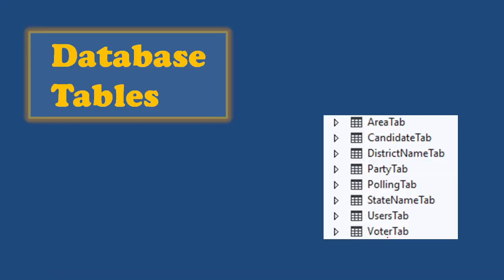Let us look at the tables. What are the tables we have? Here you can see that there are 8 tables in total. I'll just show you how they are linked to each other.